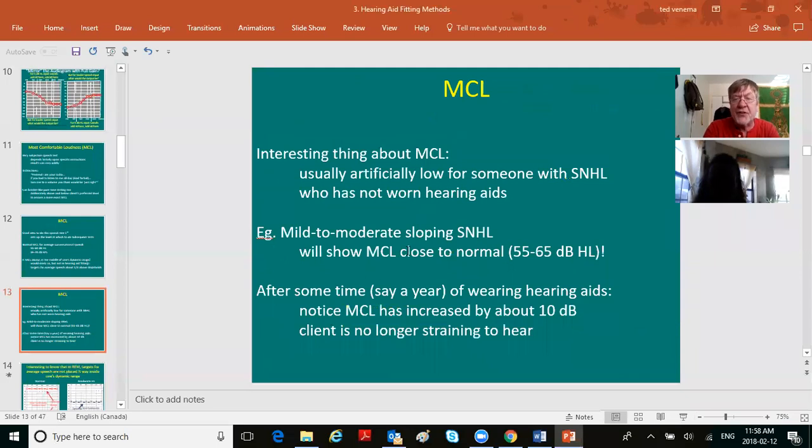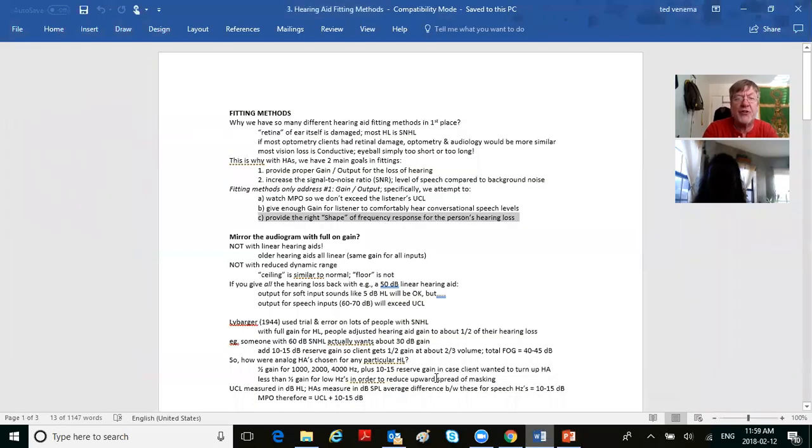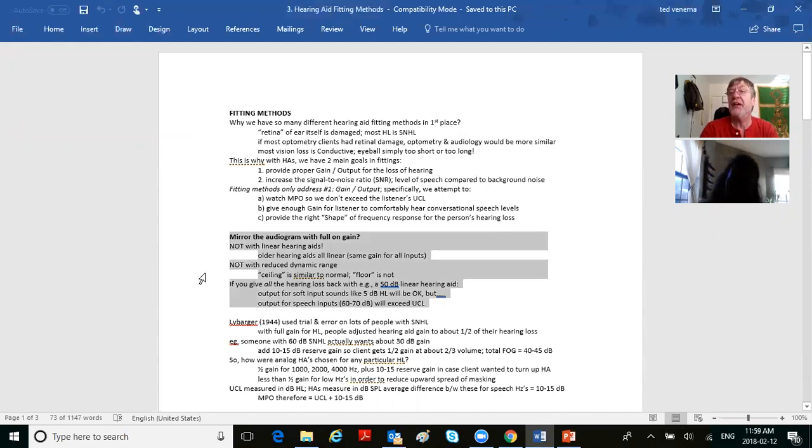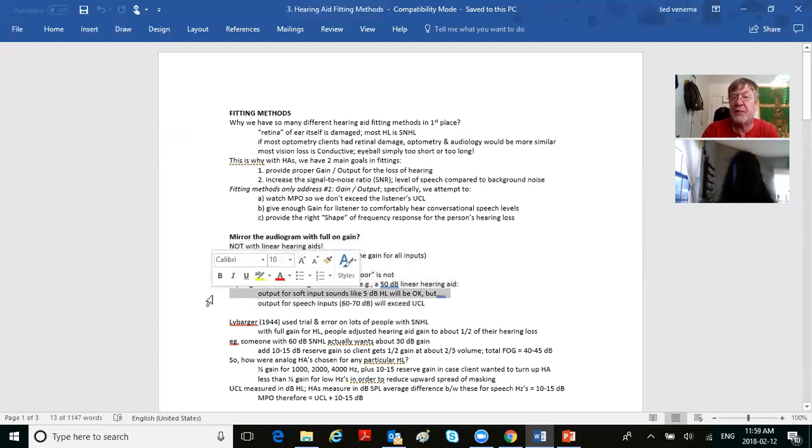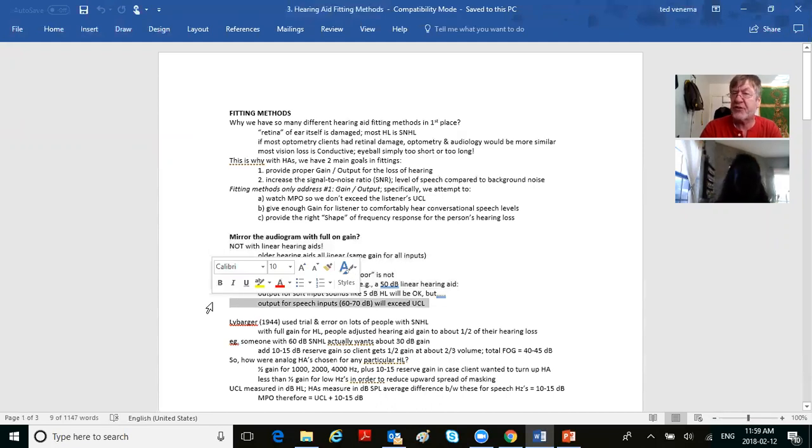Anyway, let's just look at where we are in our notes. So, mirror the audiogram with full-on gain? You can't, especially not with linear hearing aids of yesterday. Not with the reduced dynamic range, because the ceiling is the same as normal. It's just the floor that isn't. So if you give all the hearing loss back with, let's say, a 50 decibel linear hearing aid, your output for soft inputs like 5 dB will be all right, but outputs for speech will exceed uncomfortable loudness level.